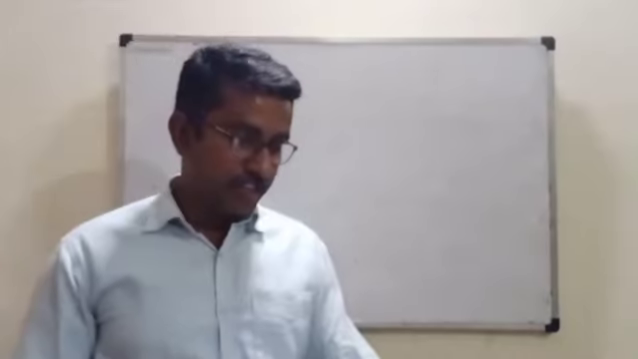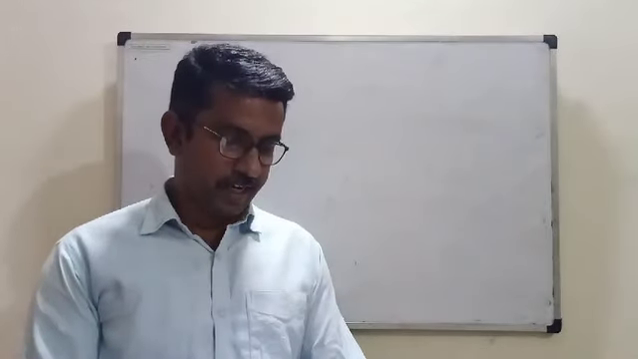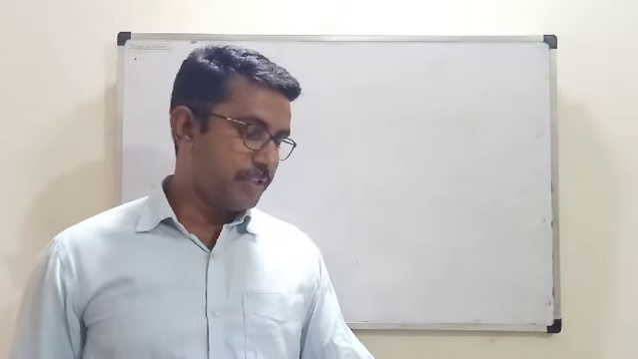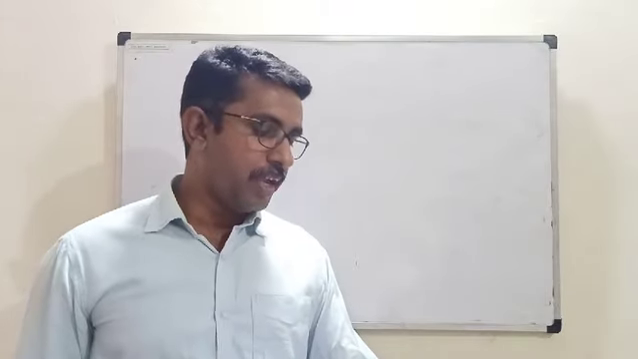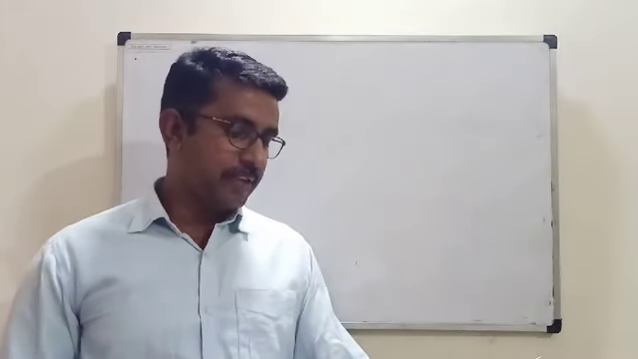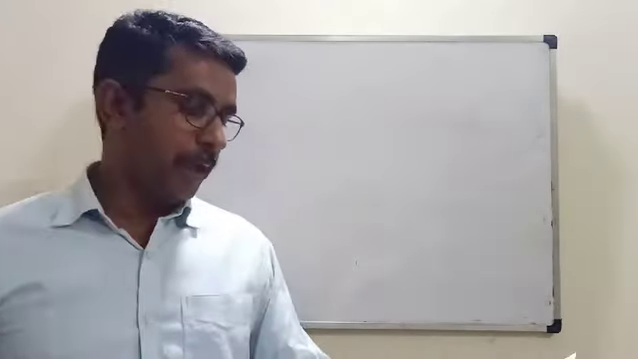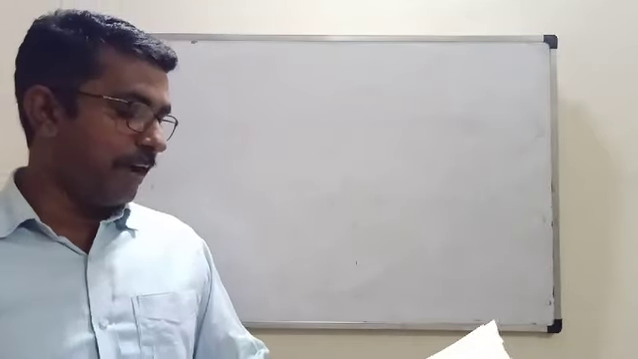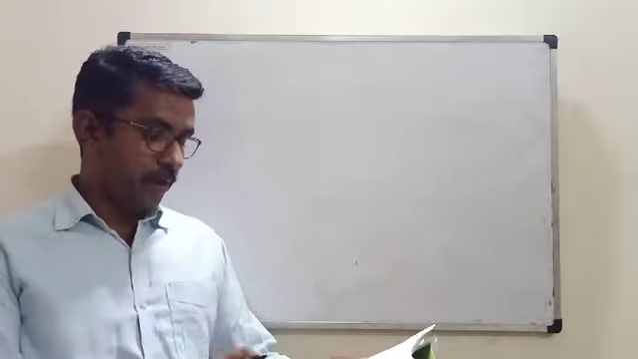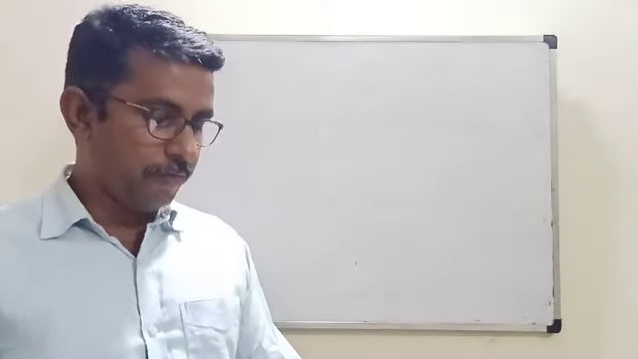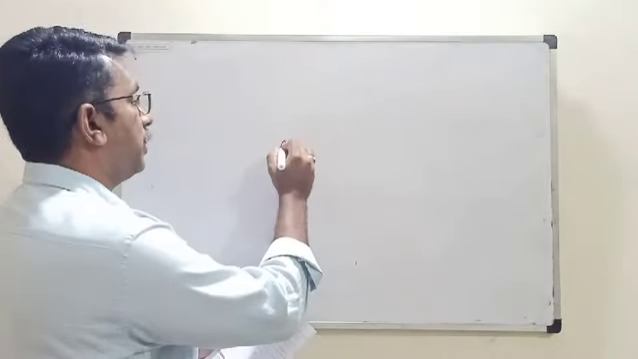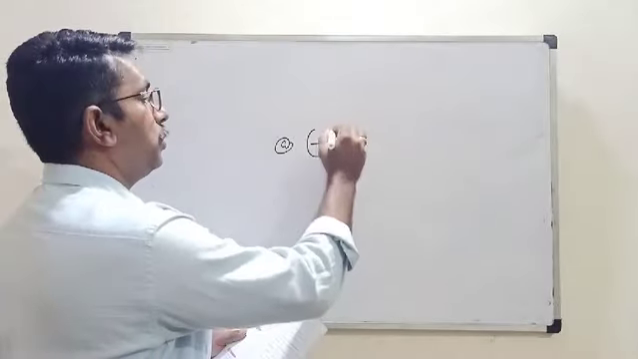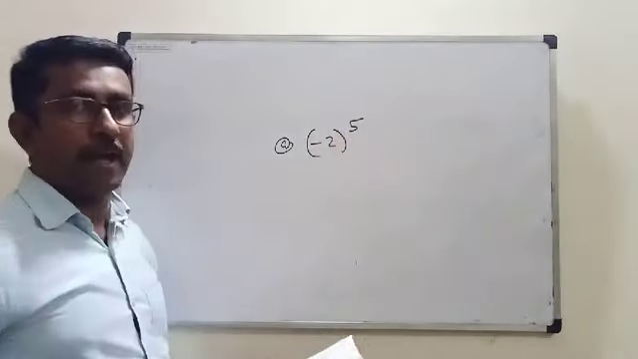Write the following as exponents. A very simple question, isn't it? Exercise 2.1. First question. Write the following as exponents. See, first A, question number 1 A. Minus 2 into minus 2 into minus 2. So minus 2 is multiplied how many times? 1, 2, 3, 4, 5 times. So what is the answer of that one? Minus 2 to the power 5.